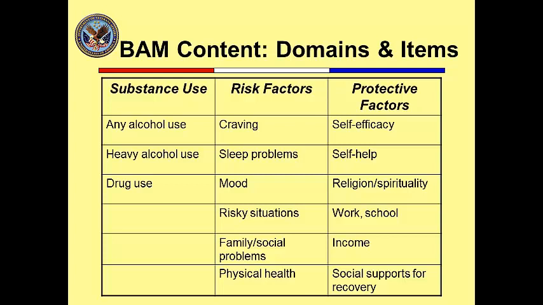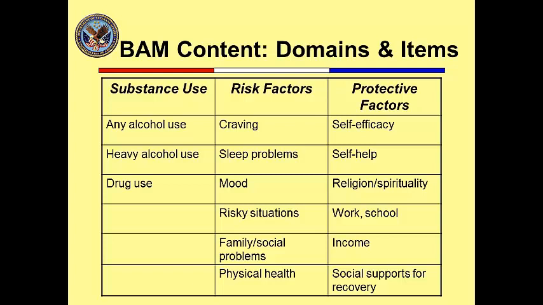Getting into the specifics about the 3 domains and the items, again, the substance use or consumption domain is essentially 3 primary items that ask about the respondent's alcohol use in the past 30 days, their frequency of heavy alcohol use using the NIAAA definition of 5 or more drinks for a male, 4 or more drinks for a female, and then any illicit or misused prescription drug misuse. The risk factors include 6 items: the degree to which the respondent is bothered by craving, any sleep problems, mood disturbances, exposure to risky situations that they've encountered, any concern with interpersonal discord in their family and social network, and difficulties with their physical health status.